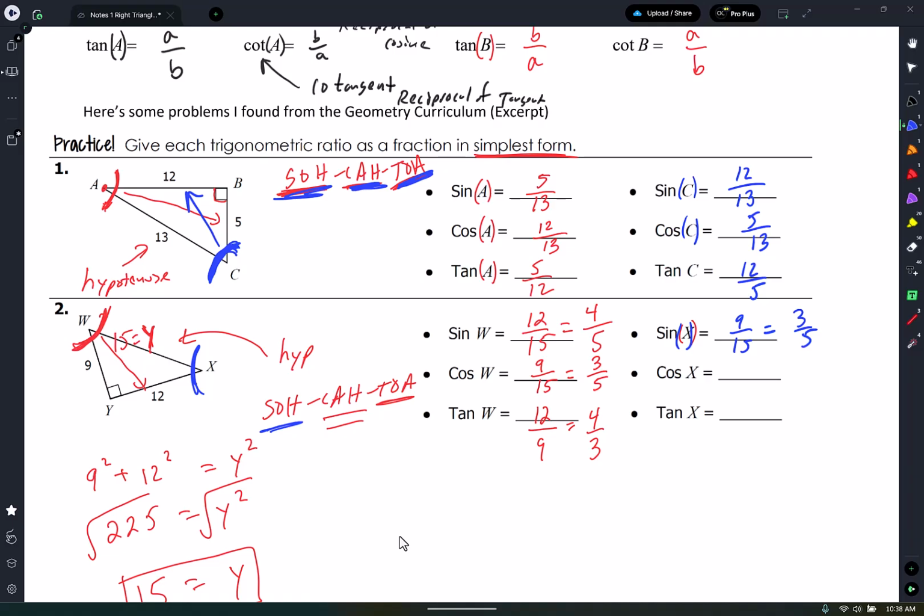Cosine X. What's cosine X? 12 over 15. And that reduces to 4 over 5. Good job. What is tan X? 9 over 12, and that reduces to 3 over 4. There you go.